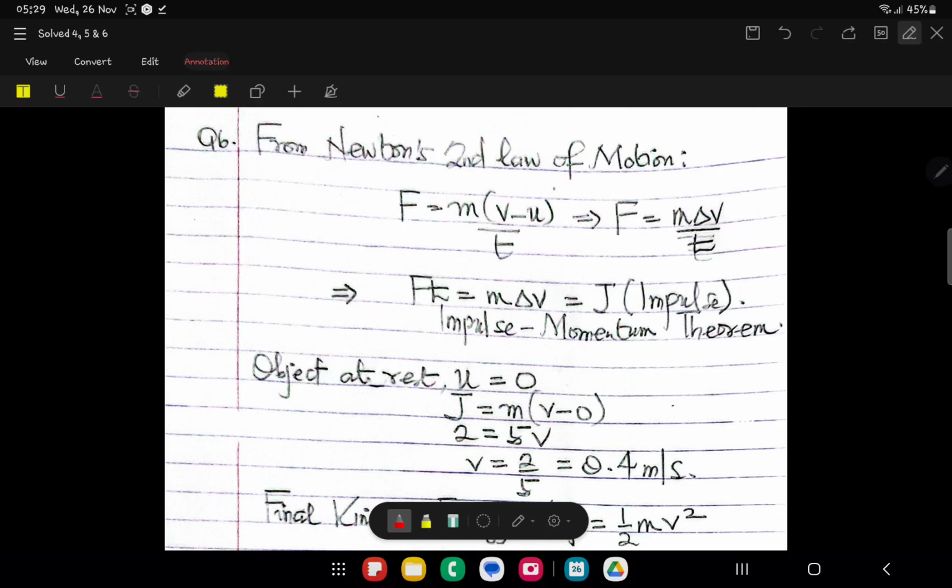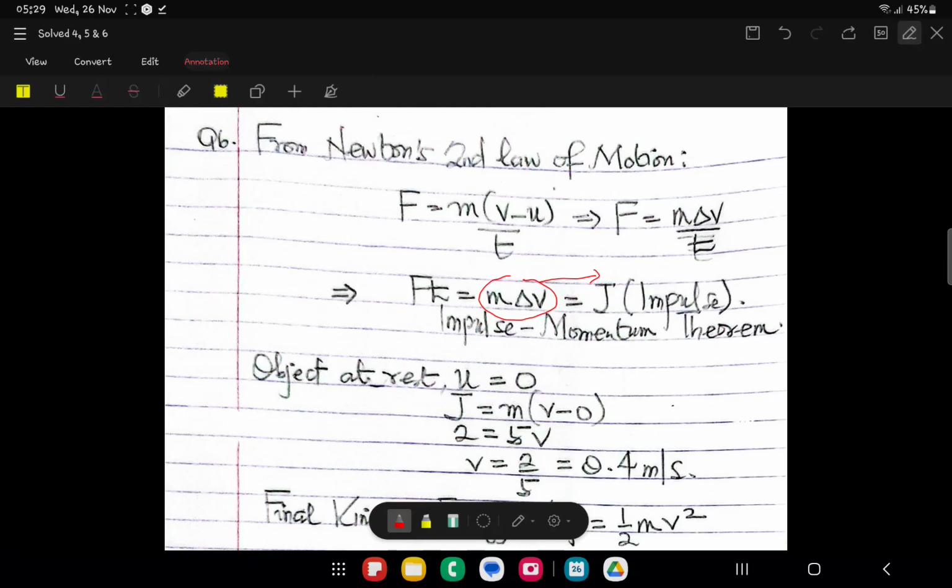But mind you, we can crisscross here and write that our Ft is equal to our mass times change in velocity. Now, F times t, or mass times change in velocity, is known as impulse. So if we look at this in relation to the impulse, we call that the impulse momentum theorem. So the mass times the change in velocity being equal to the impulse is called the impulse momentum theorem.